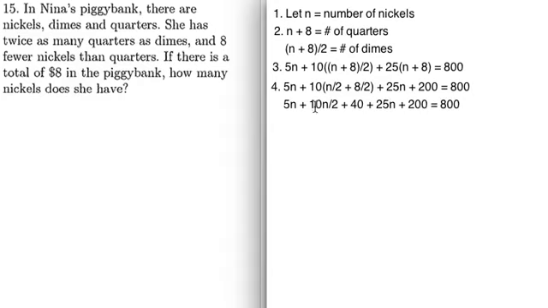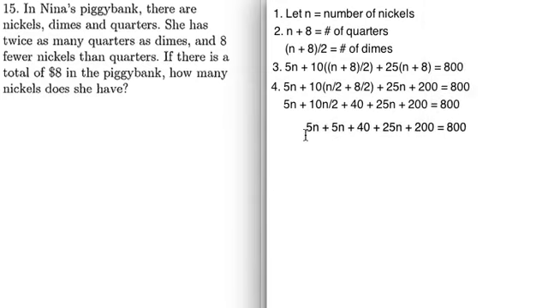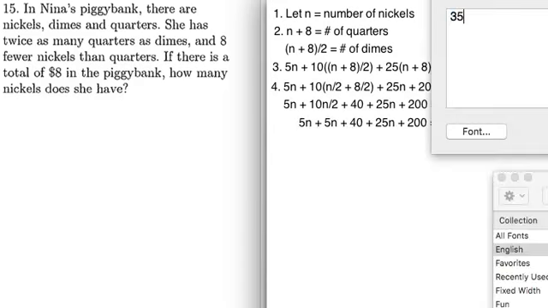Okay, this 10n over 2, remember, 10n divided by 2. I just divide the coefficient by the 2 here. That's going to become 5n. So I have 5n plus 5n plus 40 plus 25n plus 200 equals 800. And once I've gotten to this point, now I can add all my like terms together. 5n plus 5n plus 25n gives me 35n. And then the 40 plus the 200 gives me 240.